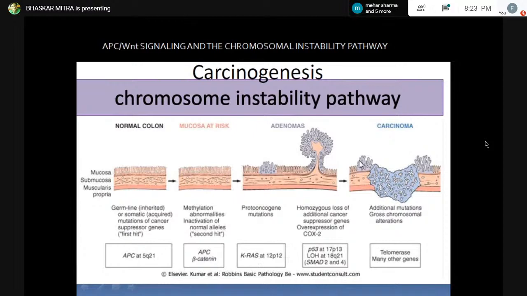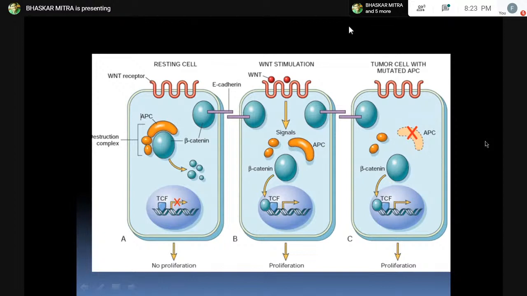Now here I would like to highlight a few more things. This is a basic undergraduate pathology book picture from Robbins. Here we can see APC is a tumor suppressor gene. Beta-catenin normally goes directly into the nucleus and causes cell proliferation. APC is there to stop this beta-catenin and cause its degradation. If APC is mutated, then beta-catenin goes straight in, so there is proliferation. Or if beta-catenin is mutated, or WNT signaling is there, that causes a decrease in APC function. With APC mutation, again there may be proliferation.